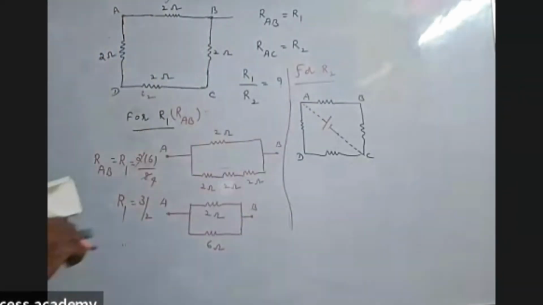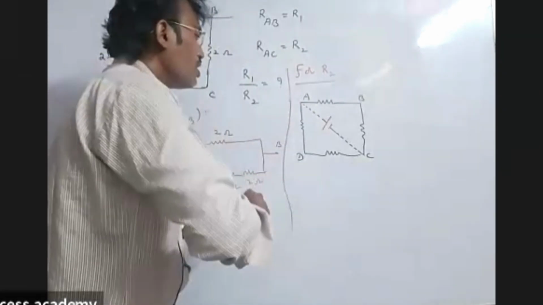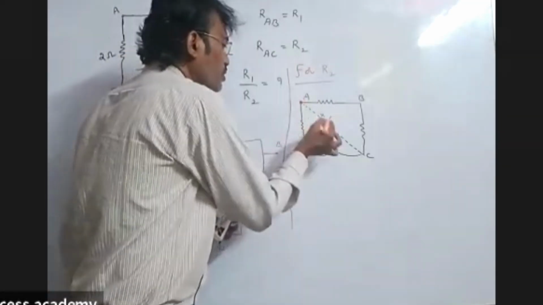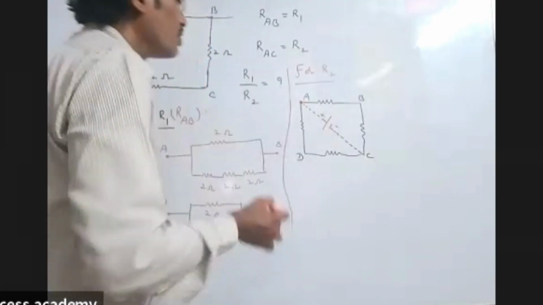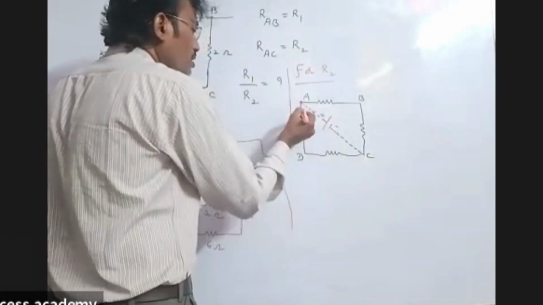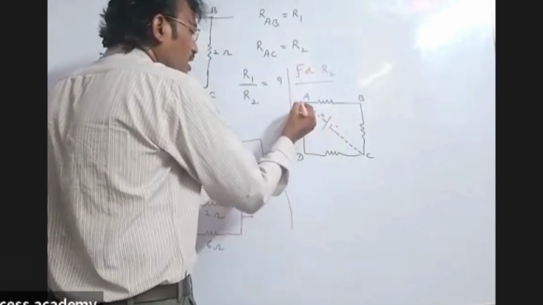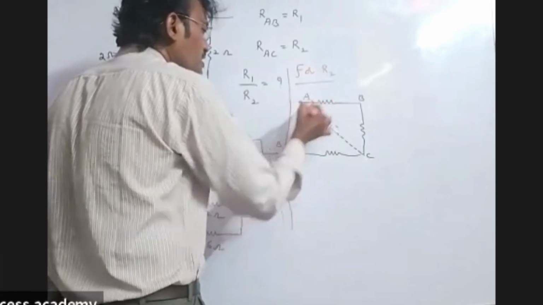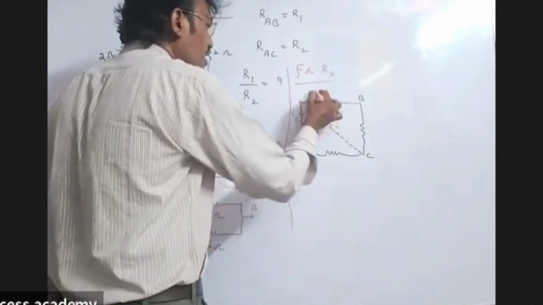Listen here carefully. Once the A terminal is connected to positive and the C terminal is connected to negative, the current is coming in this direction, moving here, and at this point the current divides into two paths. In this way some current is passing, in this way some current is passing. This is I1, and here I am taking I2.